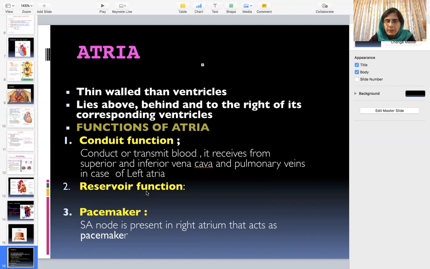The atria lie above, behind, and to the right of their corresponding ventricles. Now, the functions of the atria: the first function of the atria is a conduit function.